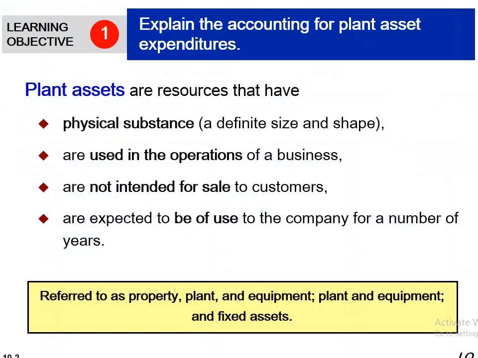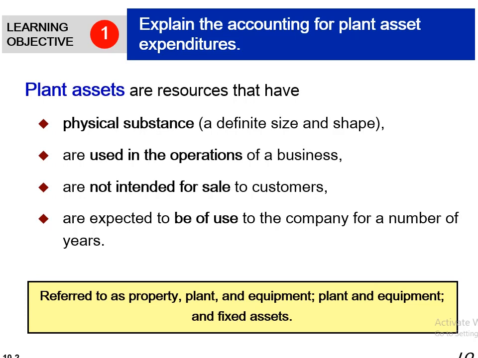So, what are plant assets? How do you describe them? What are the features of plant assets? So, number one, they are resources. Resources means we use them for our businesses. They help us in future. And these resources have physical substance. Physical substance means they are tangible in nature. They have a definite size or shape. You can touch or see that.